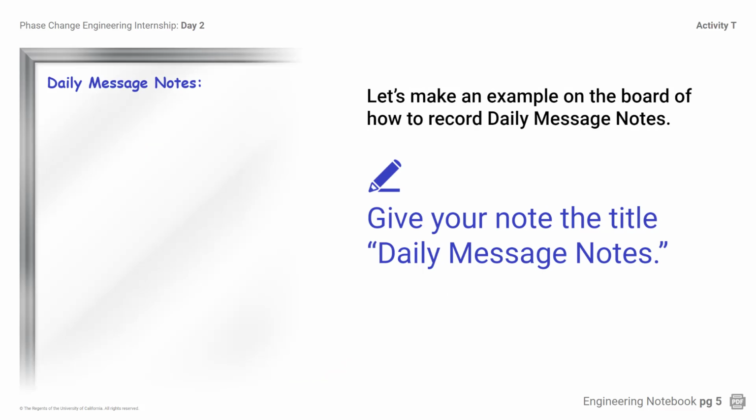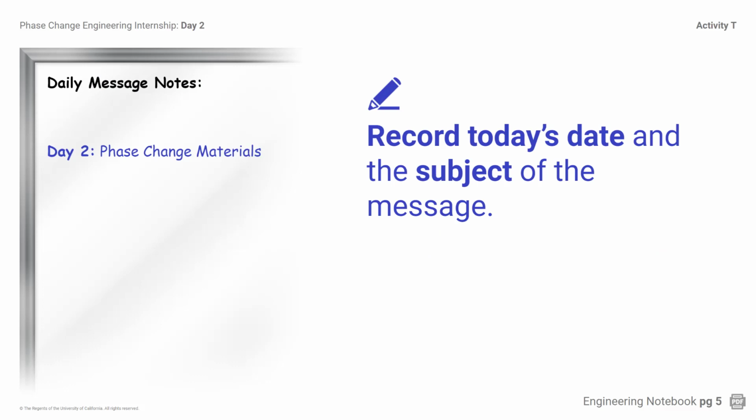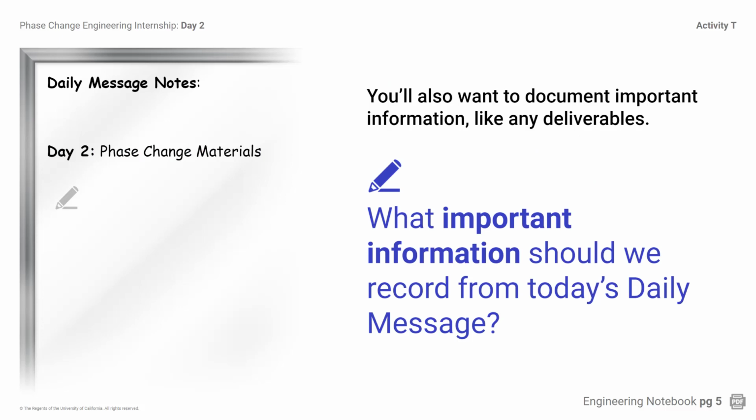Let's make an example on the board of how to record daily message notes. Give your note the title, Daily Message Notes. Record today's date and the subject of the message. Writing the date and message subject will help you separate the notes you make for this message from the ones you will make in the future.